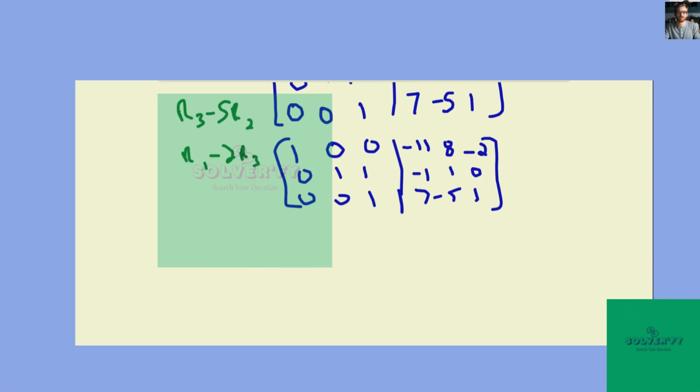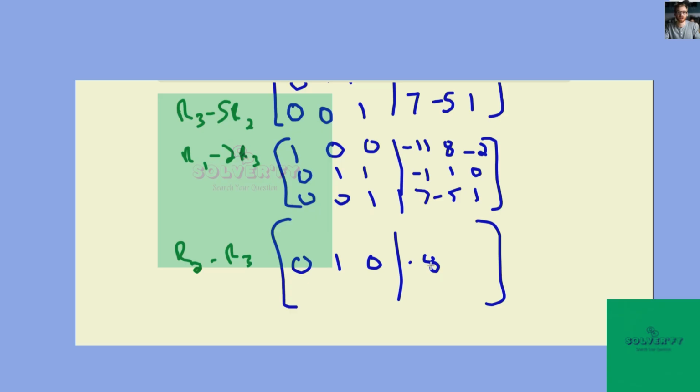Almost there. We just need a 0 in row 2, column 3. And so let's do row 2 minus row 3 to achieve that. So we'll get a new row 2, 0 minus 0, 1 minus 0, 1 minus 1, negative 1 minus 7, 1 minus negative 5 would be 6, and 0 minus 1 would be negative 1.